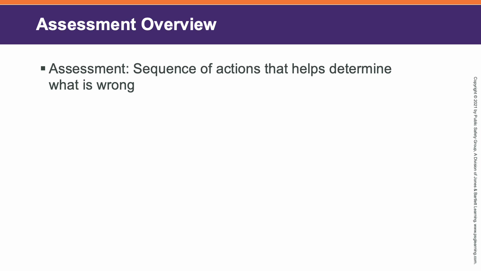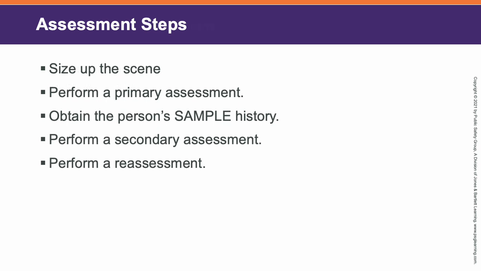All right, so now let's get into the steps of an assessment. So the first thing you're going to do when you start assessing the situation is you're going to size up the scene. You're going to then do a primary assessment. You're going to obtain a SAMPLE history. Then you'll perform a secondary assessment, and then you'll reassess.